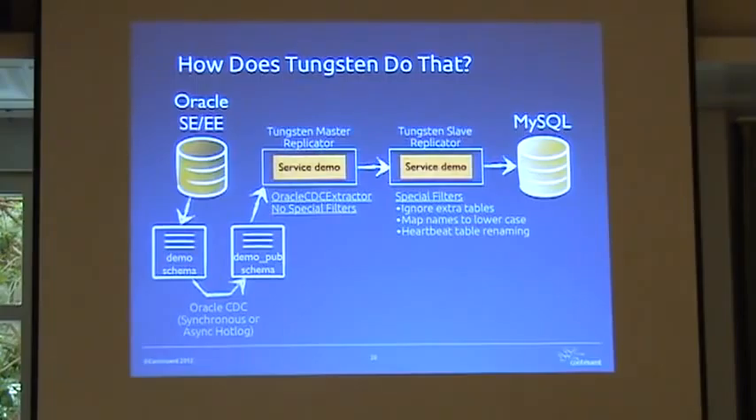So when this data is extracted, we send it to the MySQL slave. On the MySQL slave, we have, again, a filter to ignore any tables we don't need. But usually this is not needed a lot because when you configure CDC, you already specify which tables you need. We then have a filter to map names to lowercase, as this is MySQL, and we rename some internally used tables, like the heartbeat table. So at any instant, you can issue a heartbeat through the system to check whether it is alive. And with this, we can apply to MySQL via JDBC call. Replicator is written in Java, so we use the JDBC driver.